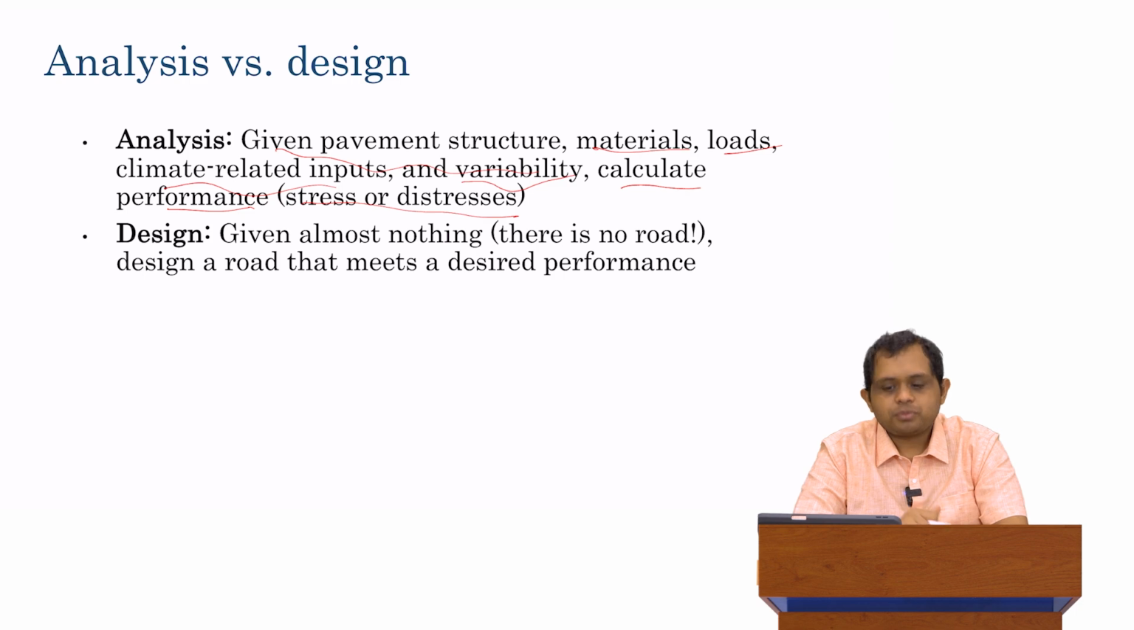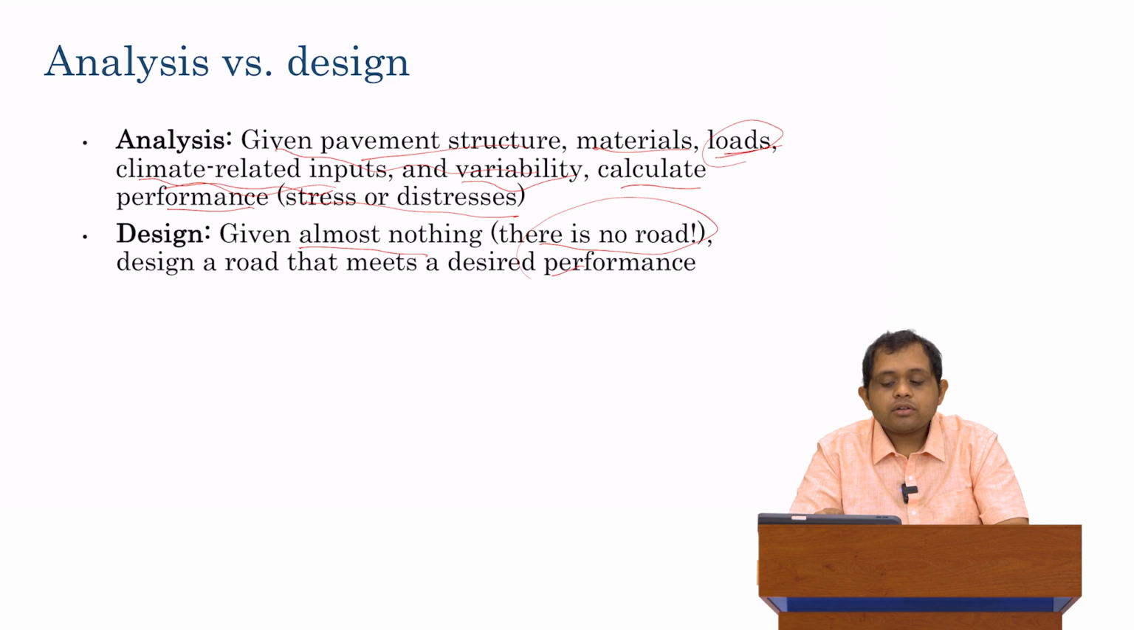Design is the inverse problem. In design, we are given almost nothing. There is no road. So because there's no road, there's no pavement structure to give. There are no materials. We don't know what traffic is on the road, and therefore there are no loads either. We don't know where the road is, so we don't know what sort of climate inputs are there. We certainly don't know anything about variability.